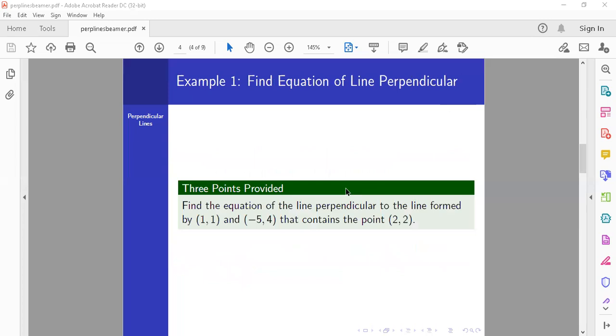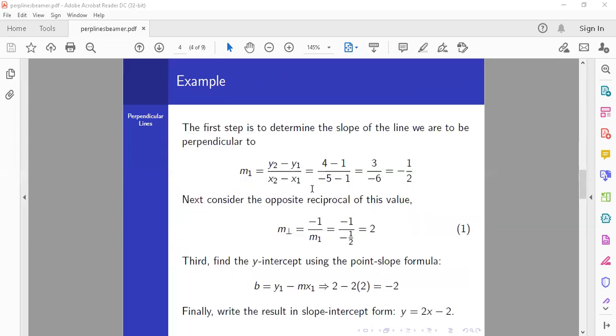So here's an example to find the equation of a perpendicular line. Let's assume that 3 points are provided. Our example is stated as follows. Find the equation of the line perpendicular to the line formed by the ordered pairs (1, 1) and (-5, 4) that contains the point (2, 2). Those 2 points are going to be used to form one line, and the line perpendicular to that has to contain the point (2, 2).